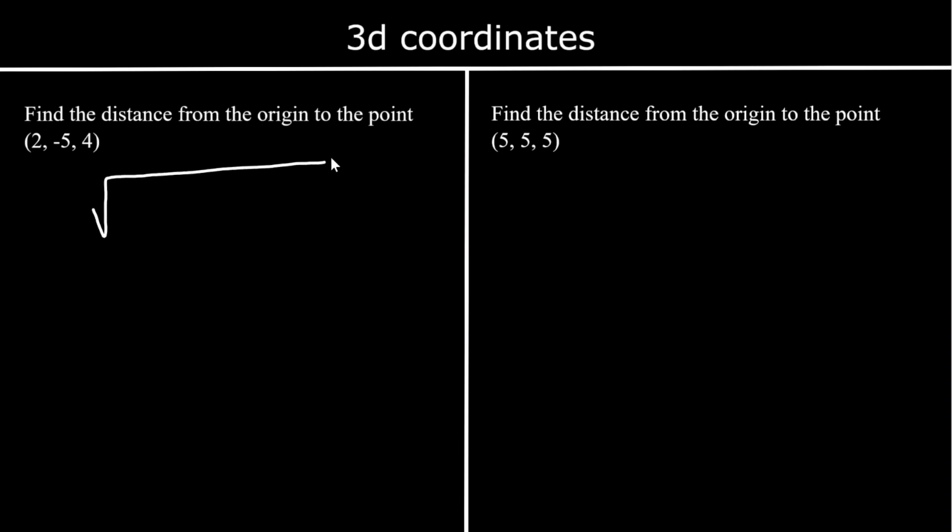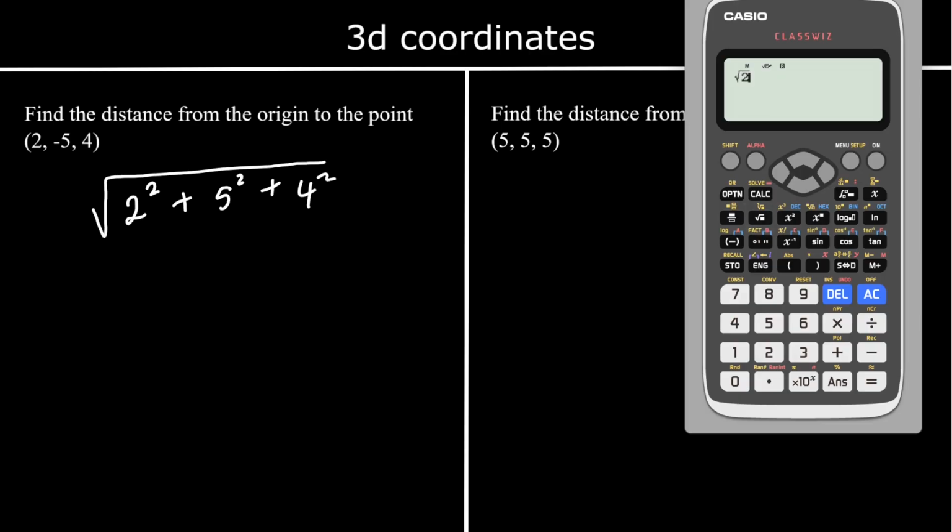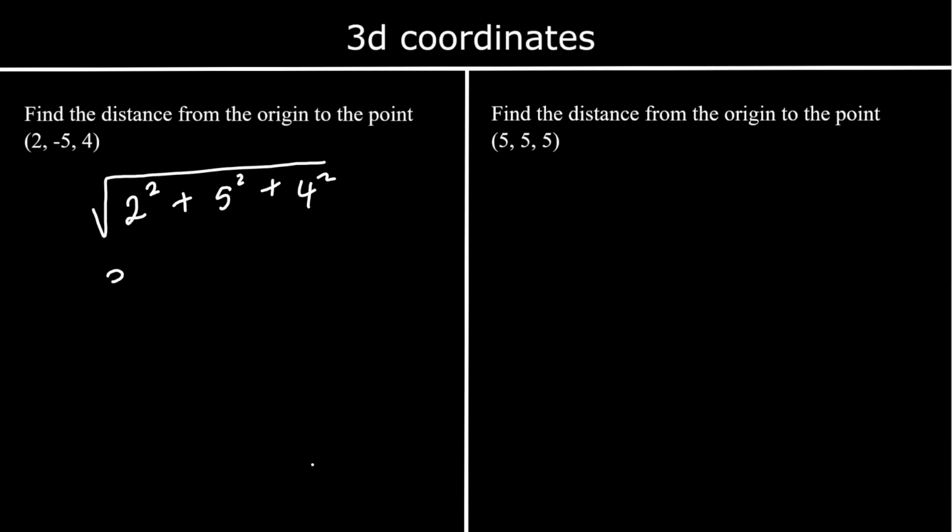So it's the distance from the origin. So it's 2 along the x, 5 back down the y, and 4 in the z direction. So it's 2 squared plus 5 squared plus 4 squared. We could have written a negative 5 squared here, but either way, negative 5 squared and 5 squared are both equal to 25. So we can just type it into the calculator. The square root of 2 squared plus 5 squared plus 4 squared, and we get 3 root 5. So 3 root 5 units.